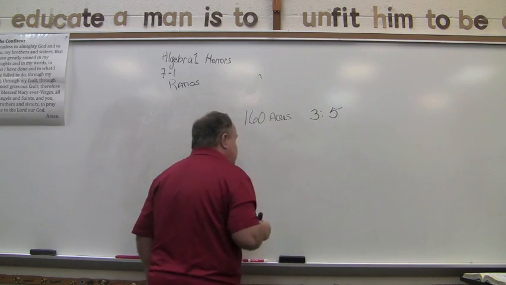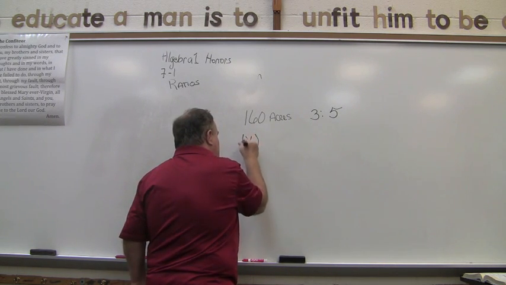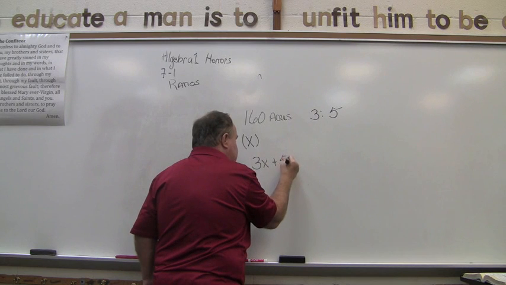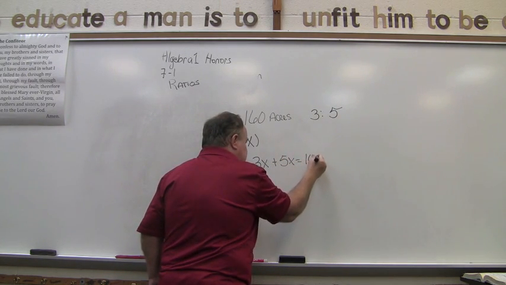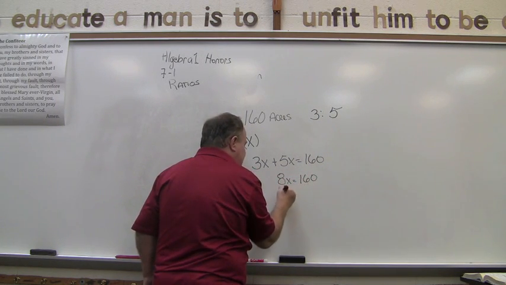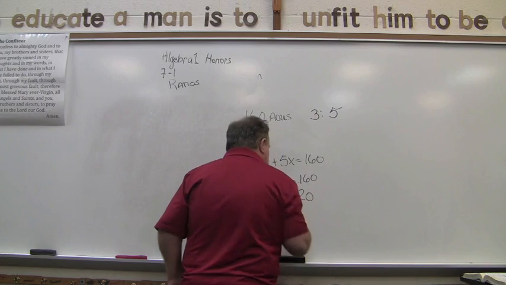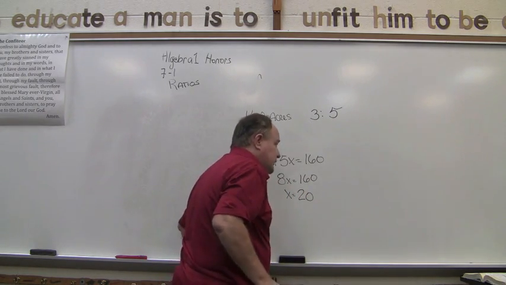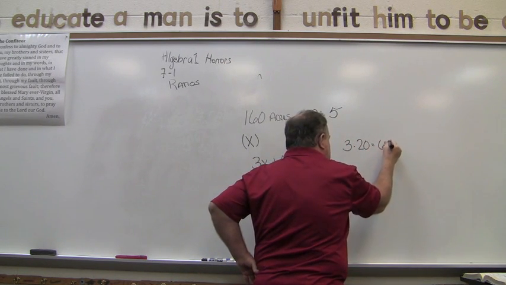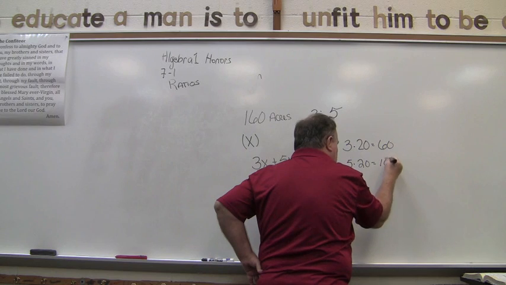All right, so to do this problem, we don't know how much was planted of each, but we're going to say x is going to be our multiplier for our ratio. So 3 times x plus 5 times x equals 160 acres. So we get 8x equals 160. Our factor, our x, is going to be 160 divided by 8, or 20. Now, to find out how much is in alfalfa, we take 3 times 20, or we can say there's 60 acres in alfalfa, and 5 times 20, or 100 acres in wheat.